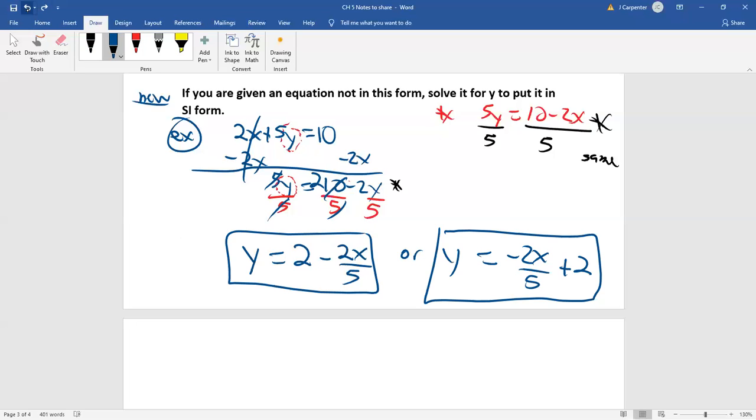So in this form, you can see that the m is negative 2 over 5, and the b is 2, which means this is your variable rate, and this is your initial or fixed amount. You can't see any of that in 2x plus 5y equals 10. You can't tell me the rate at which this thing is changing. You can't tell me what it started at. It's no good. It's not helpful for us to interpret it as a quantitative reasoning student.